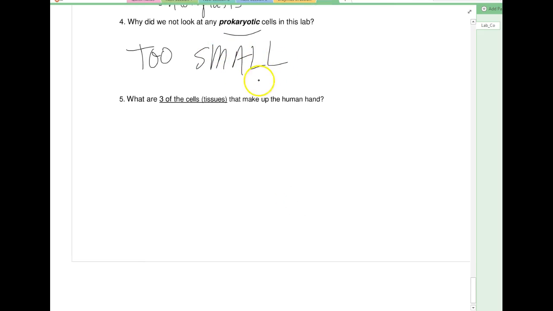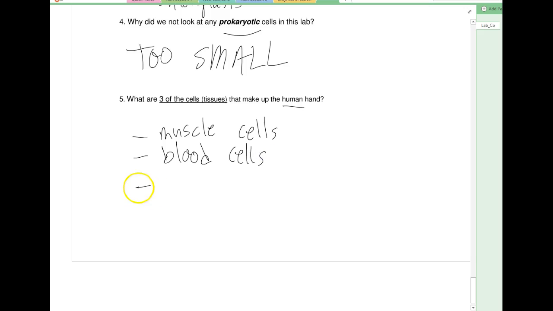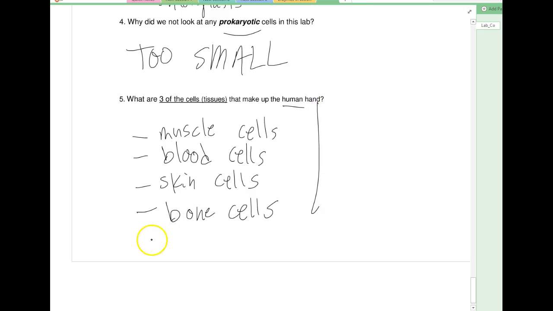Name the three cells or tissues that make up the human hand. Well, we have muscle cells, blood cells, skin cells. There's also bone cells, actually. The different types of tissues are, but there's also, you know what? Nerve cells. There's three types of tissues.